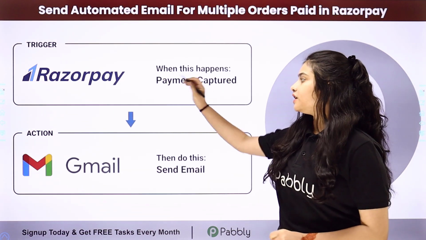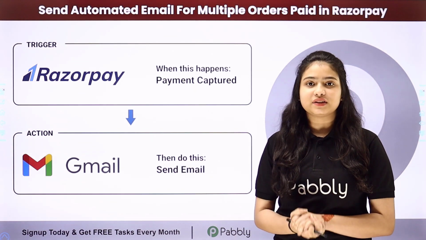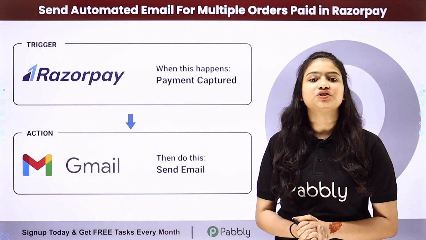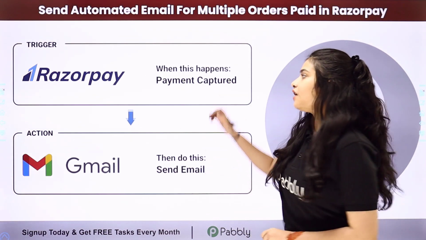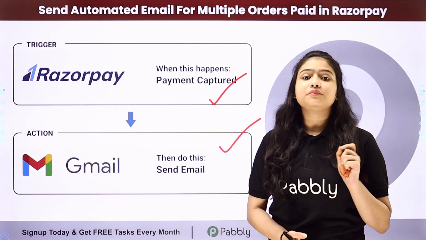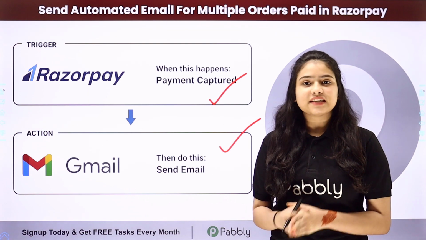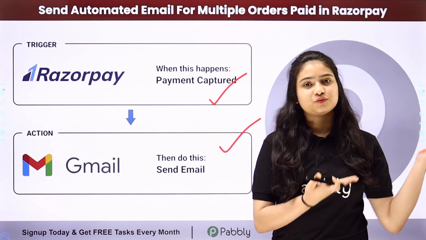For this, we will have to integrate both these applications, and that we are going to do without any coding or programming skills with the help of Pabbly Connect, which is an amazing automation and integration software. Now here we have Razorpay in our trigger, and then we have Gmail in our action. So we are going to connect both of them by using Pabbly Connect in order to automate this entire process. And to learn this entire automation step by step, let me take you all to my screen.